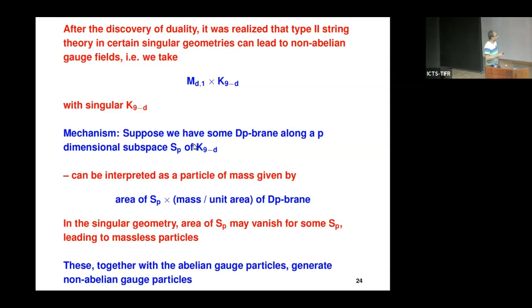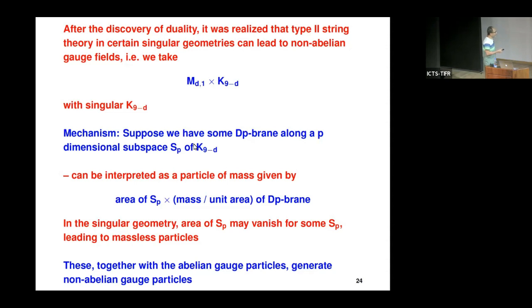Now, after the discovery of duality, when people started looking for non-abelian gauge fields in type 2 string theories, it was realized that type 2 string theory in certain singular geometries can actually lead to non-abelian gauge fields. In other words, if we take string theory on a geometry like M_{d-1,1} times K_{9-d}, where K_{9-d} is singular, of a specific kind, not arbitrary singular geometry, but when K_{9-d} has a specific kind of singularities, then you may get non-abelian gauge fields. And the mechanism for this was understood later, and that is the following.